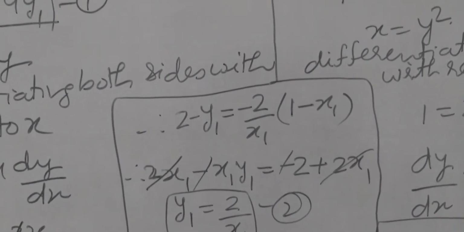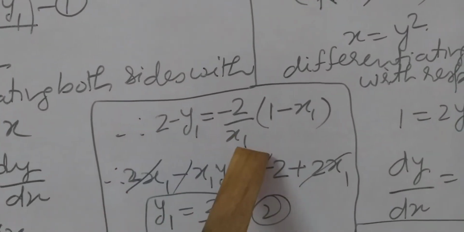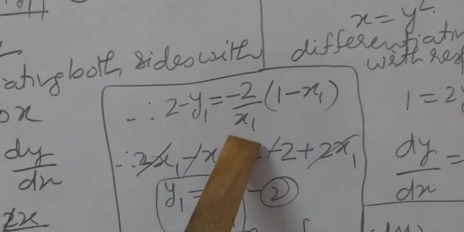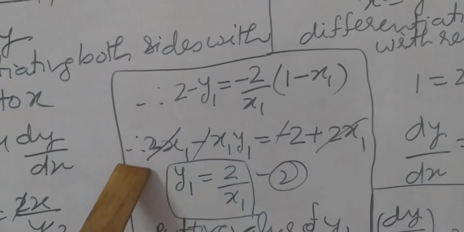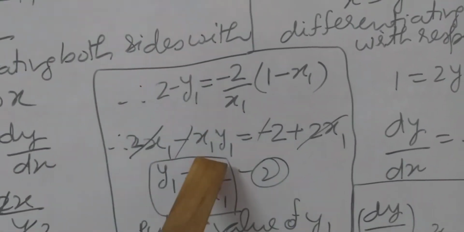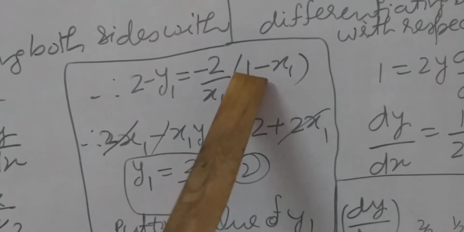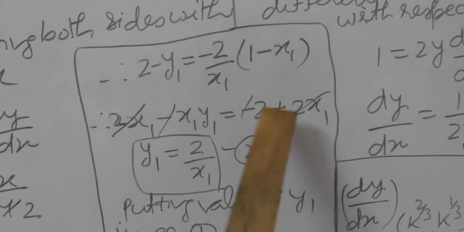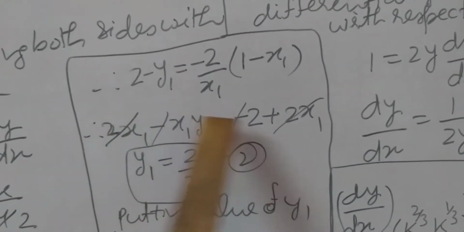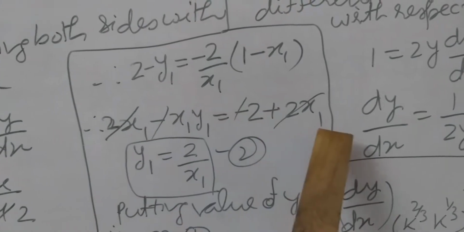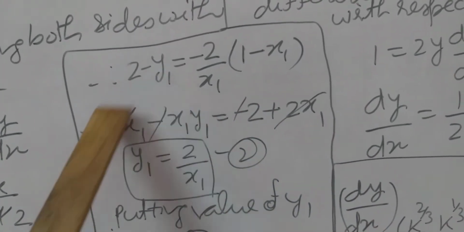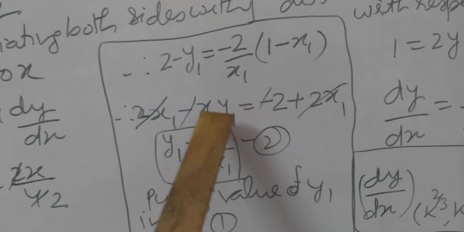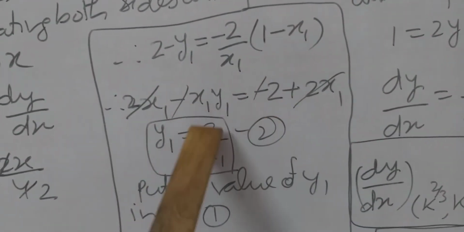Now students, we have to find the relation between x1 and y1 by this equation. So let us do cross multiplication. x1 into 2. 2x1 minus x1 y1 equals to minus 2 plus 2x1. When we open the brackets, sign will be changed. So 2x1 and 2x1 both have same sign and both are on opposite side, so both will be cancelled. Minus minus also cancelled. Then y1 equals to 2 upon x1.